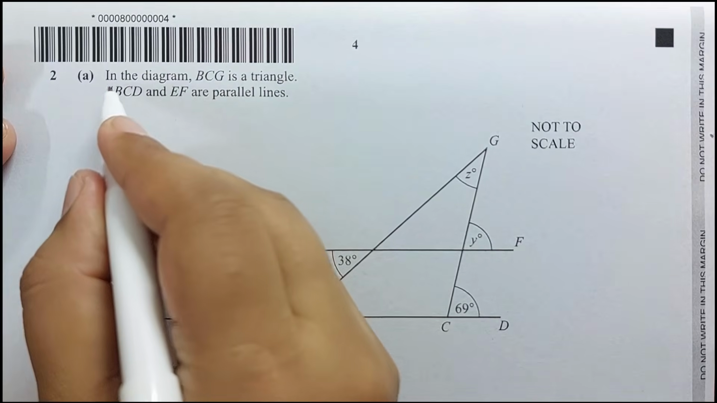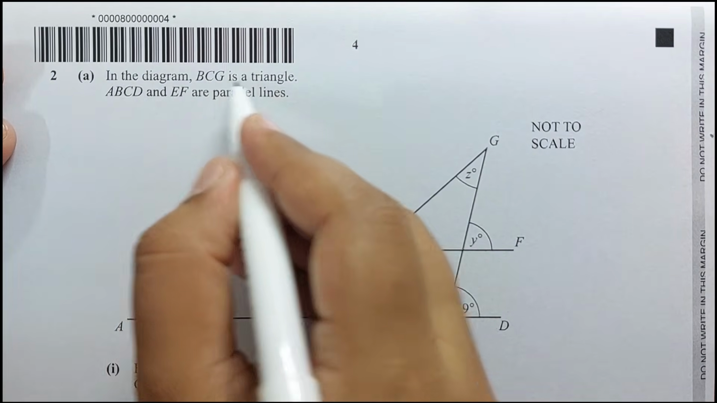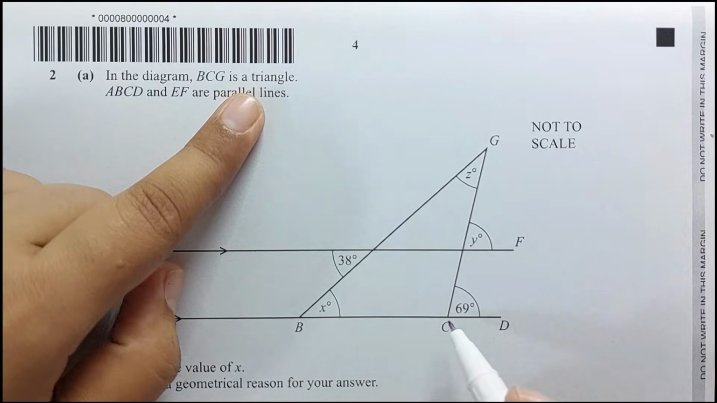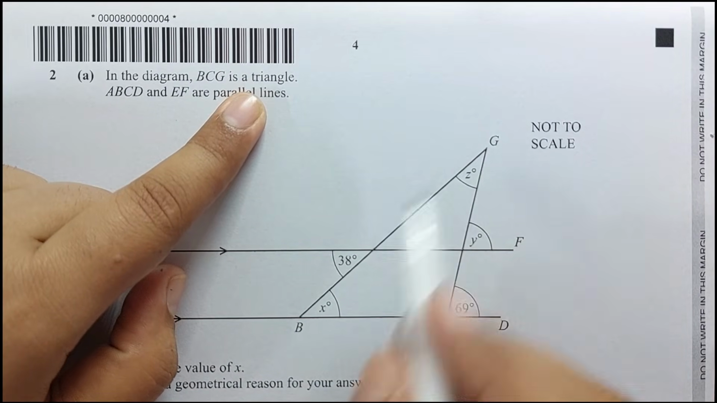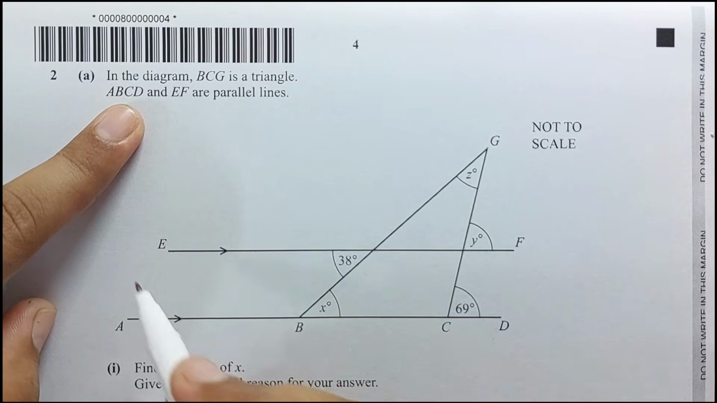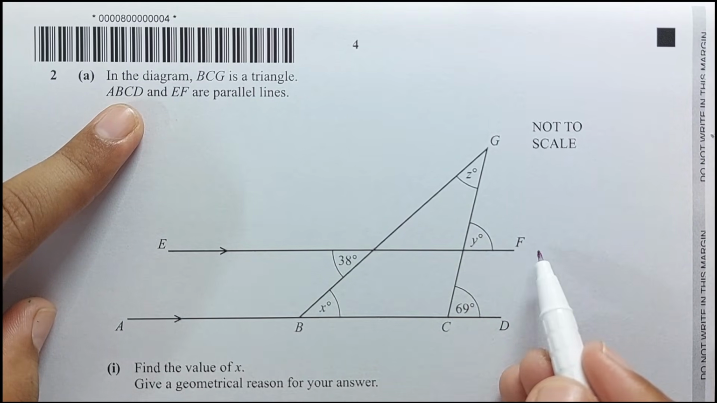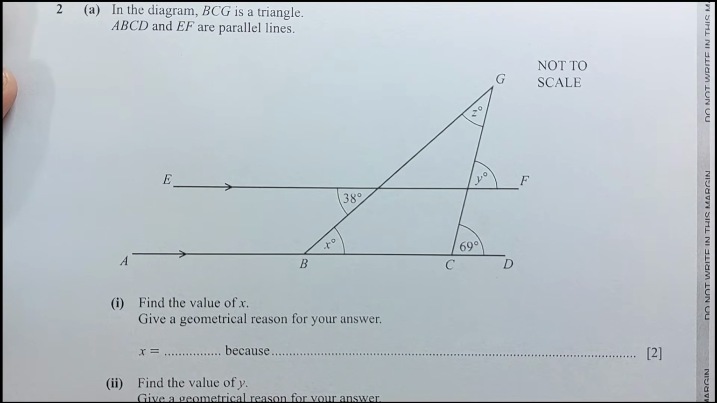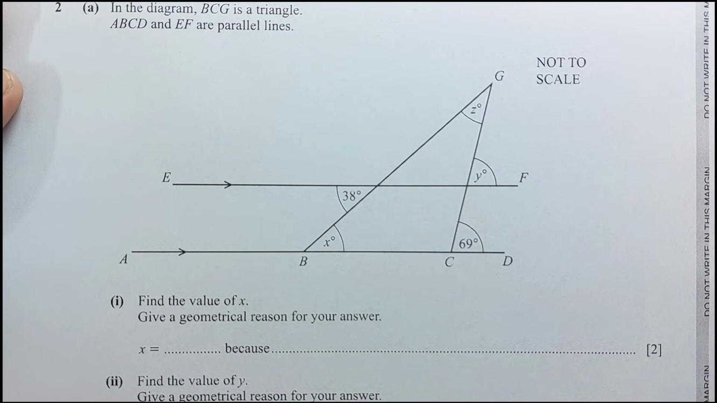Question number 2, part A. In the diagram, BCG is a straight line. Sorry, it's a triangle. B, C, and G is a triangle. ABCD and EF are two parallel lines. Number 1, find the value of x. Give a geometrical reason for your answer.